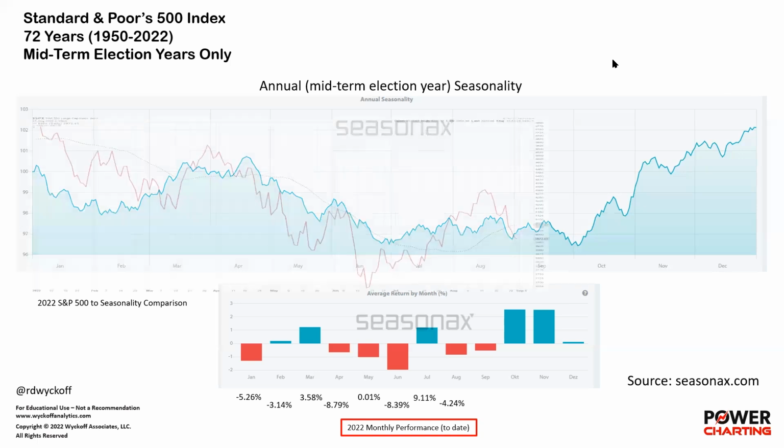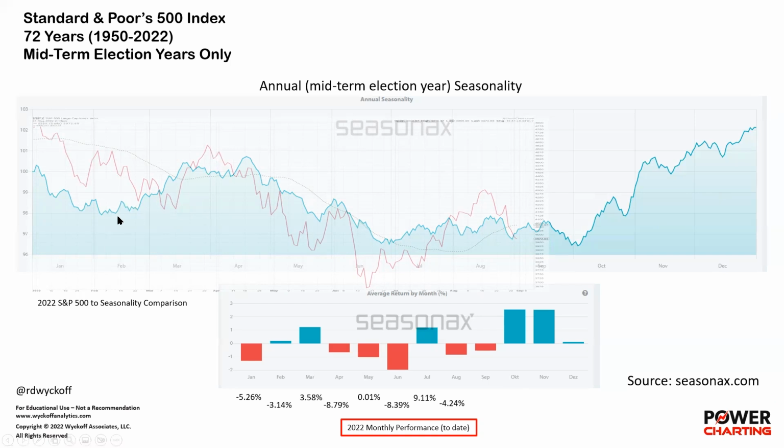Okay. Now, what I've done, it's a little hard to see, but I've laid over the actual performance of the S&P 500 in 2022 against the seasonality. And I really want to point out that there is a rhyme to the way that you have the S&P 500 acting this year compared to the seasonality. So down in the first 2 months of the year, the low was actually made seasonally in early February, but wasn't made until early March in 2022.